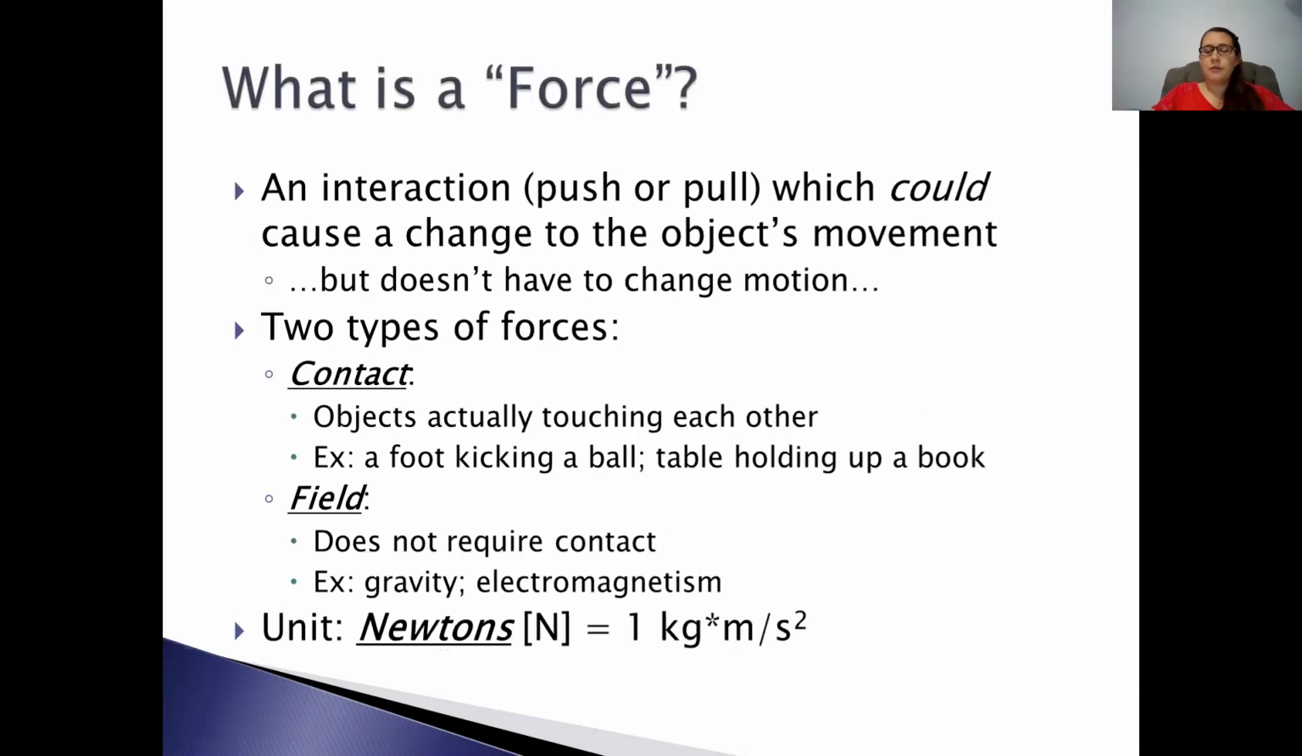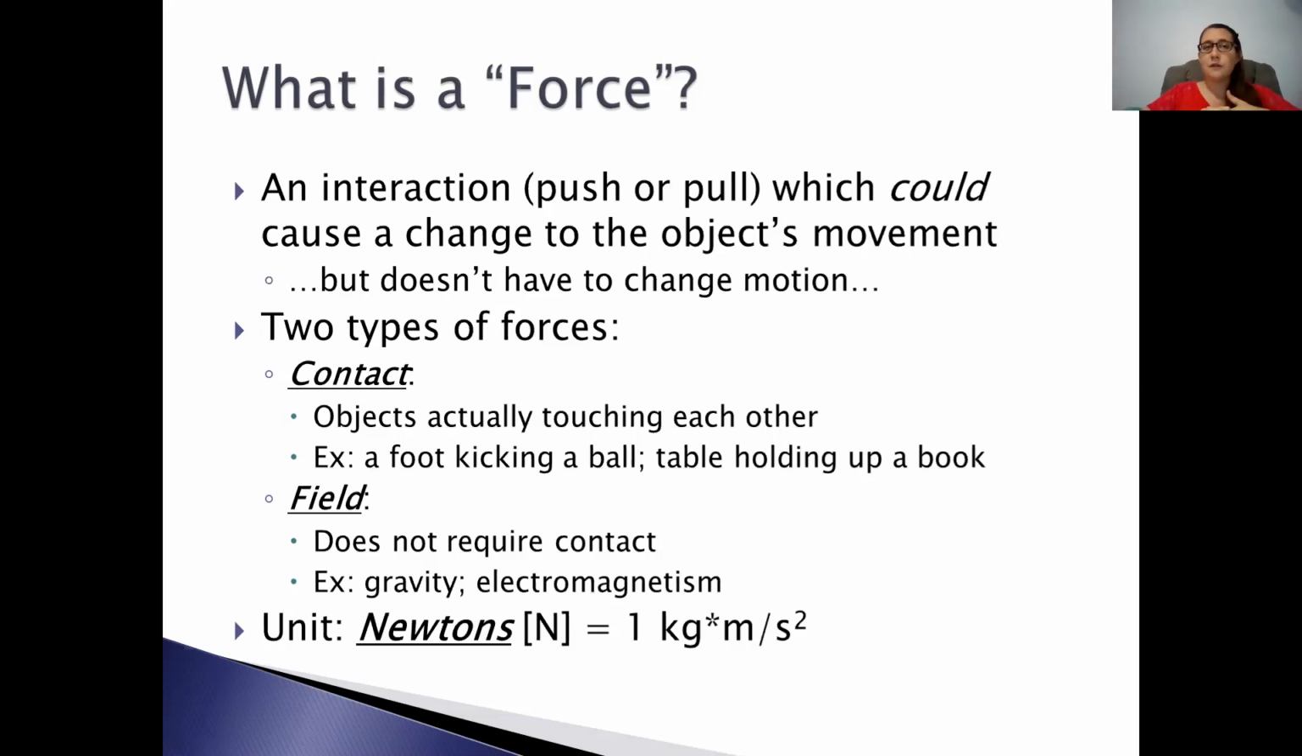So we really have to understand what a force is in order to make sense of these laws. And so a force is an interaction. Usually we say it's a push or a pull, which could cause a change in the object's motion. Now, it doesn't have to change the object's motion. It could potentially change the motion, right? If that force is unbalanced, then it will. But if it's balanced by something else, then it won't change the object's motion.